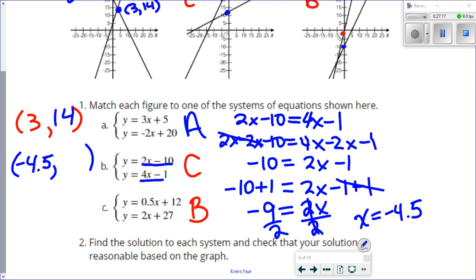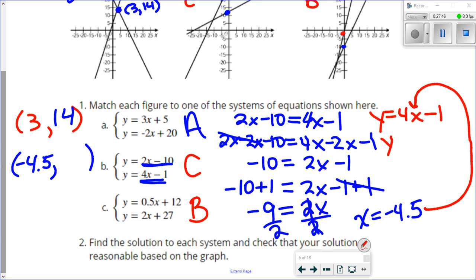I need to use that solution to find y. So again, you can go back to the system of equations. You can choose, do you want to use the top equation or the bottom equation and replace x with negative 4.5? It's not going to make a difference. In this problem, let's go ahead and test it in the bottom equation. So y equals 4x minus 1. So I'm going to go ahead and replace x with our negative 4.5. So I have y equals 4 times negative 4.5 minus 1.